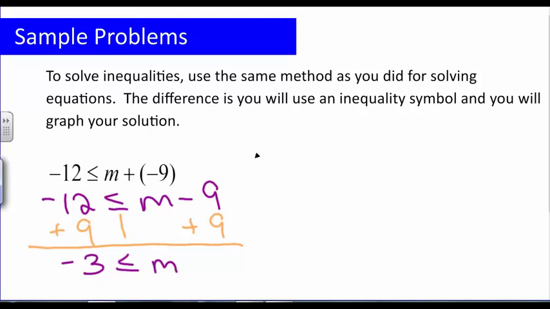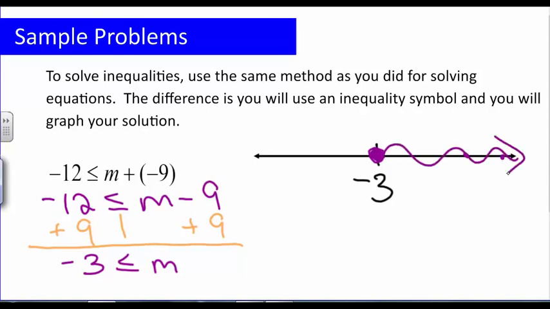Now I just want to graph this solution. In order to graph it, I'm going to make a number line and mark my boundary. My boundary here is at negative 3. Now I see it's less than or equal to. That means I need a filled in or closed circle right on negative 3. To decide if it's going to go left or right, negative 3 is less than or equal to what numbers? Negative 3 is less than 0, or less than positive 3. So I'm going to fill in my graph going to the right.